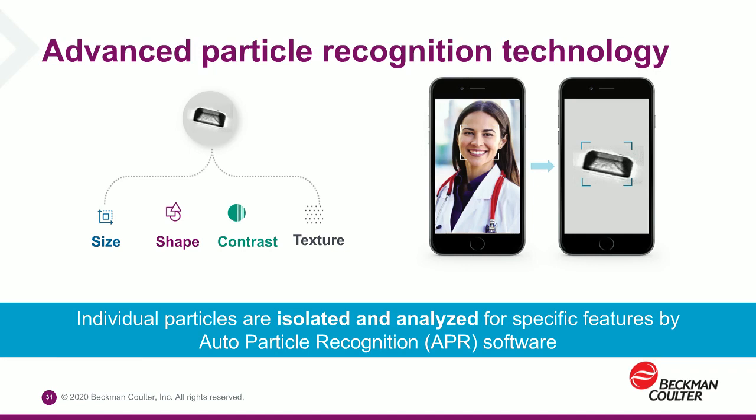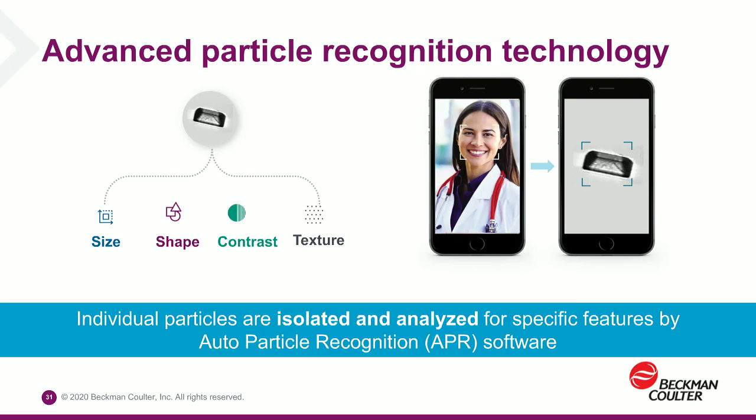Autoparticle recognition can be compared to facial recognition software in that it identifies multiple specific characteristics of a particle to classify it into the appropriate category. The iris analyzes the size, shape, contrast, and texture of the particle before it categorizes it. What makes the system so different compared to other microscopy analyzers is that most of the time they are only looking at one feature of a particle.